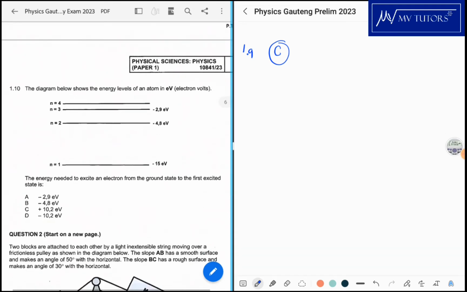And then lastly, 1.10. The diagram below shows the energy levels of an atom in electron volts. The energy needed to excite an electron from the ground state to the first excited state is, okay, the change in energy from the ground state, that's the initial, to the first excited state, that's the final, so final minus initial. Let's just say E2 minus E1.